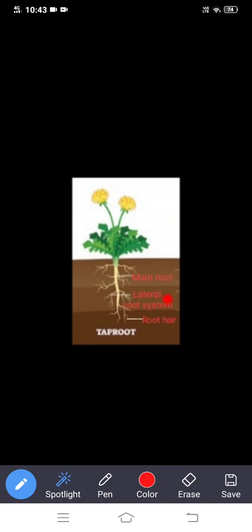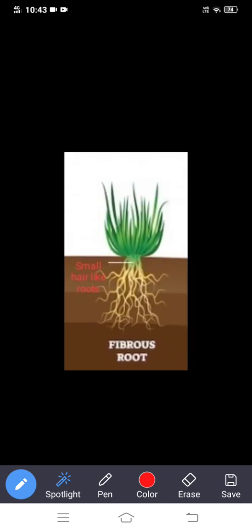Write the labeling as lateral root. To those lateral roots, very fine hair-like structures are present which are called root hair. So what all are the parts of taproot? Main root, lateral root, root hair. Now let us see the parts of fibrous root. Fibrous root plants will have the roots arising from one point just below the stem. Just from one point, a tuft of fine root hairs will arise.